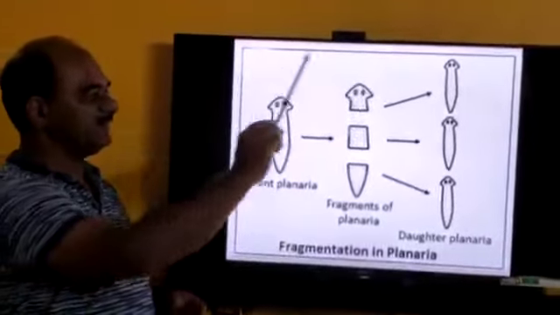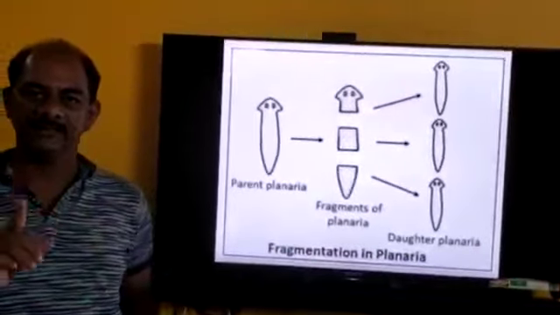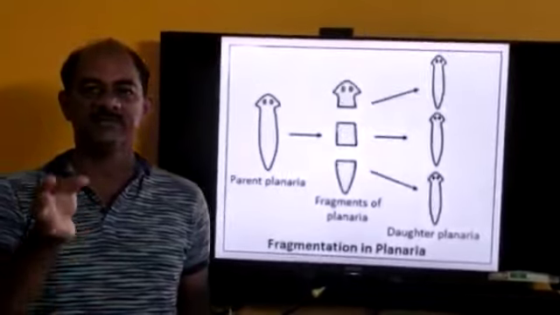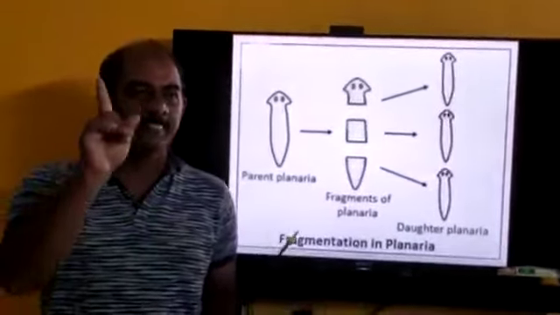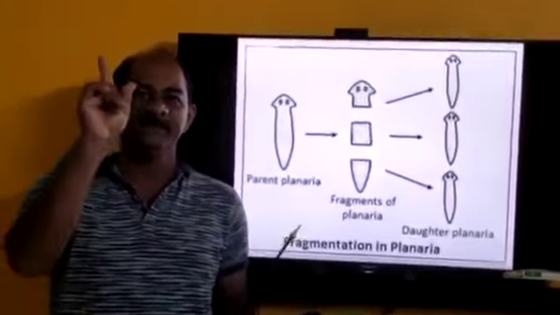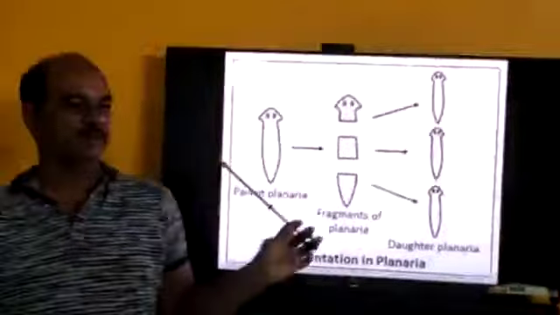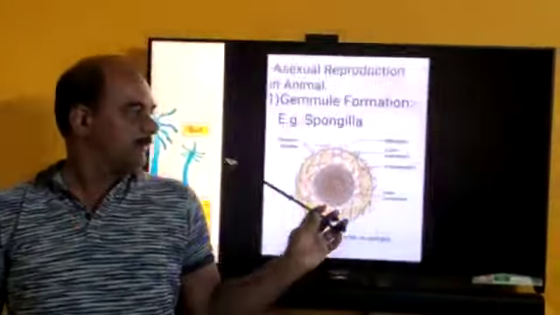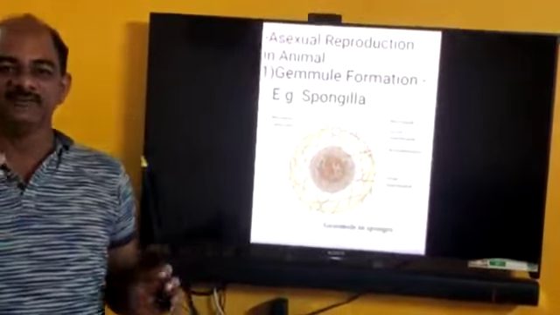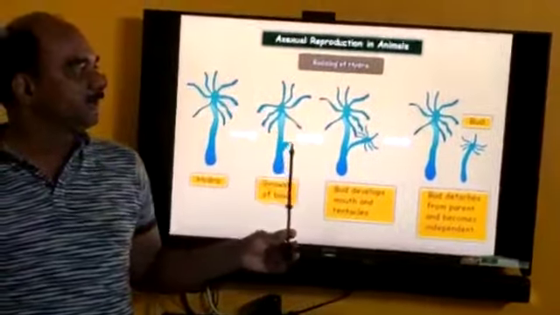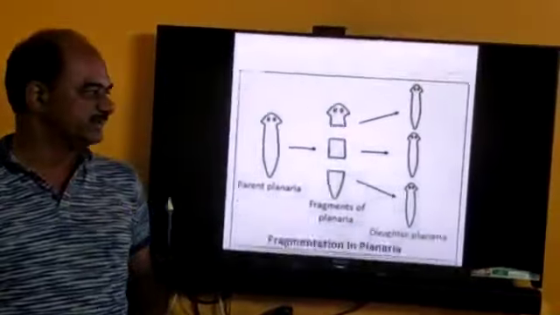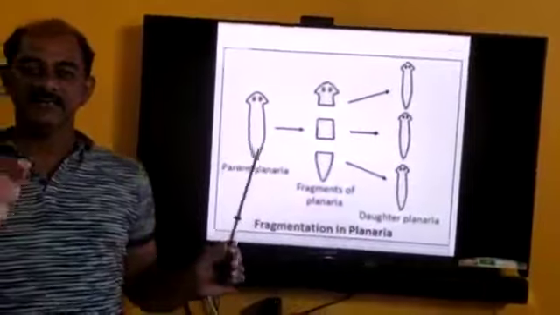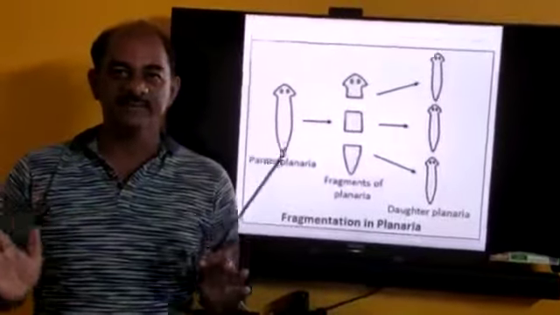So that type of reproduction is called the asexual method, and it involves these three processes. Number one, the first process, is gemmule formation. The second process is budding, and the third process is regeneration. So in this way, that is asexual reproduction in animals.